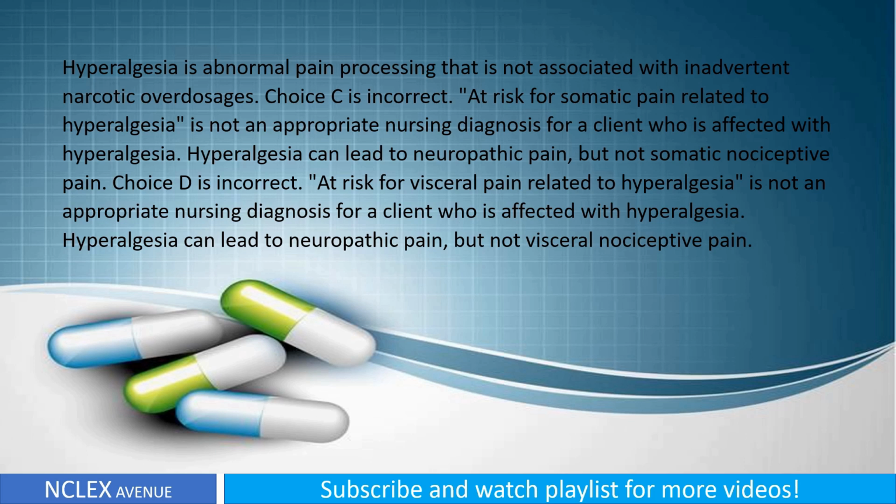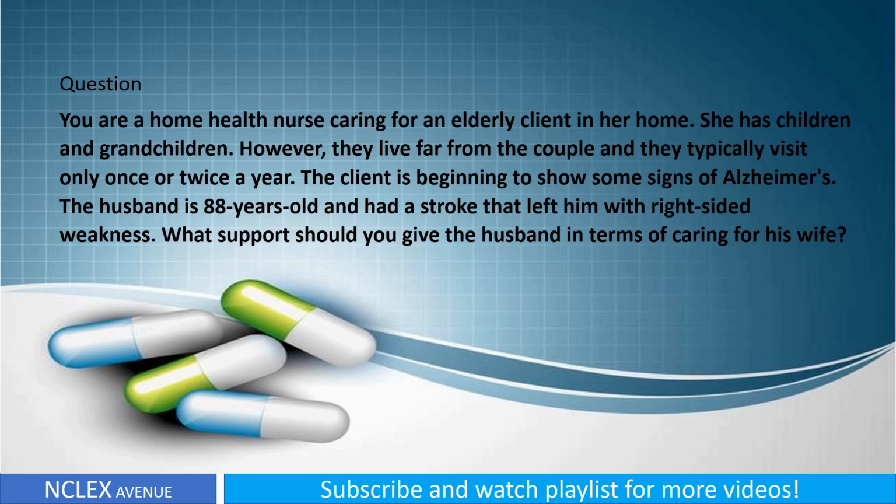Choice D is incorrect. At risk for visceral pain related to hyperalgesia is not an appropriate nursing diagnosis for a client who is affected with hyperalgesia. Hyperalgesia can lead to neuropathic pain, but not visceral nociceptive pain.